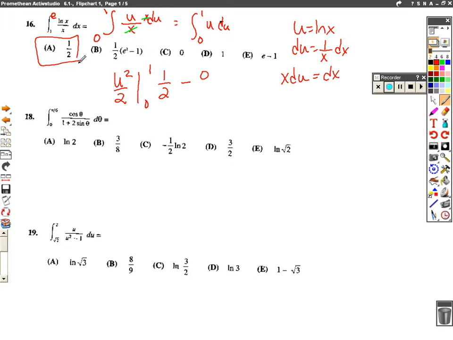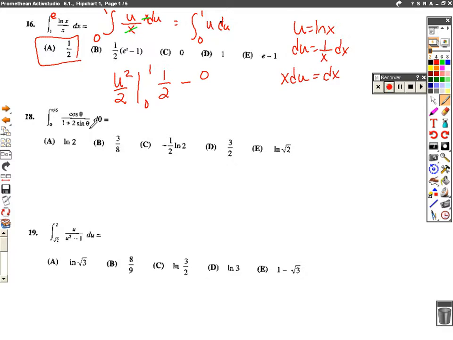Alright, number 18. I'm skipping 17. It had a star next to it. Anything with an asterisk or a star next to it is a BC calculus problem. This is the integral from 0 to pi over 6 of cosine theta over 1 plus 2 sine theta d theta.